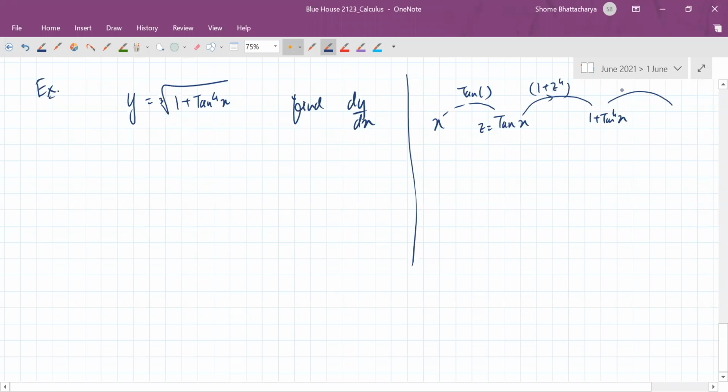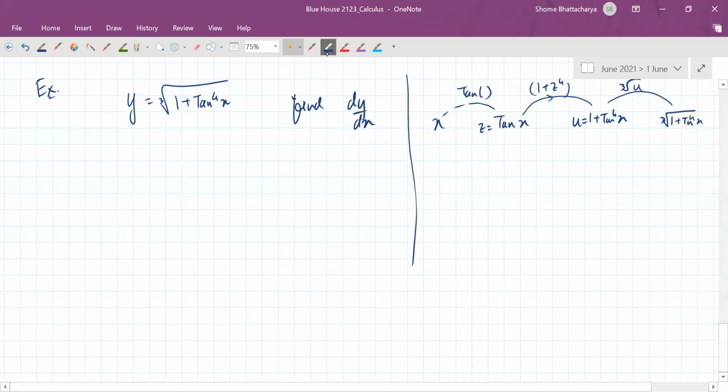And then we have operated cube root. Let's say this is some u, so we have operated cube root of u. So you got cube root of this. So it's like a double layer of composite function.